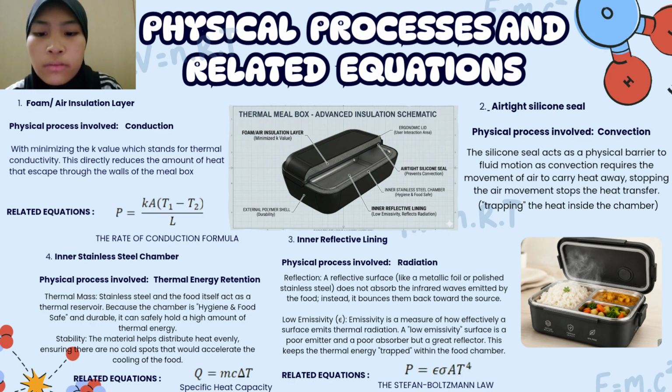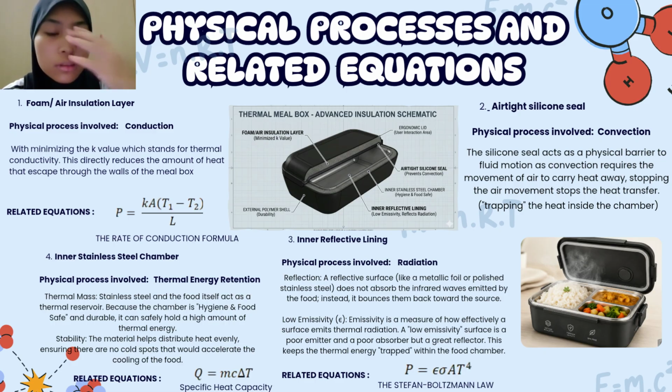The physical process involved is conduction, and the k value here can be seen as a minimized k value. The k stands for thermal conductivity. So when we minimize the k value, we directly reduce the amount of heat that escapes through the walls of the mailbox. So this is the related equation, the rate of conduction formula.